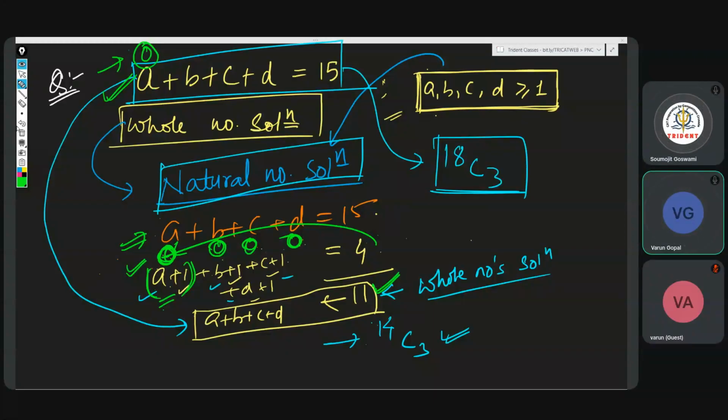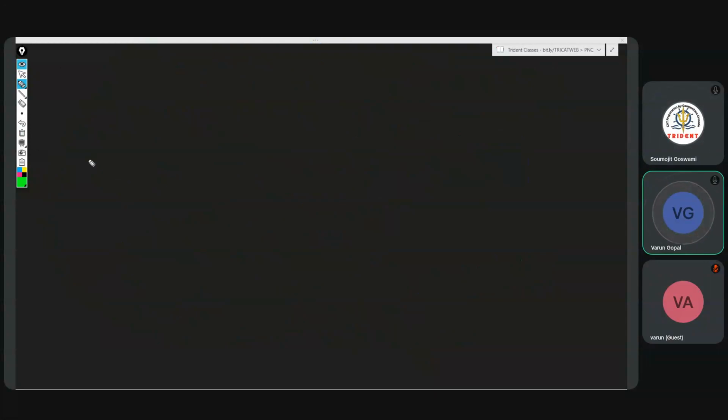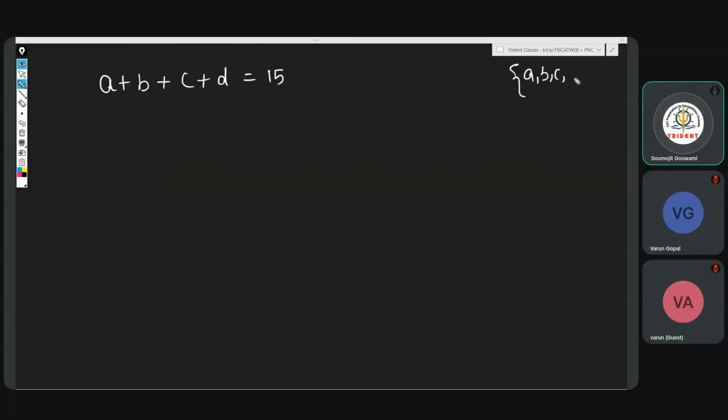Tell me, where? At which position do you get confused? That green one, A plus 1, B plus 1, C plus 1. Okay, we'll do it again. See, understand this. We said the condition is, both of you pay attention, A plus B plus C plus D is equal to 15. And we have a condition that A, B, C, and D have to be greater than or equal to 1. Forget about this for a while. Now, had the condition not been there, I would have very easily solved for all the whole number solutions.